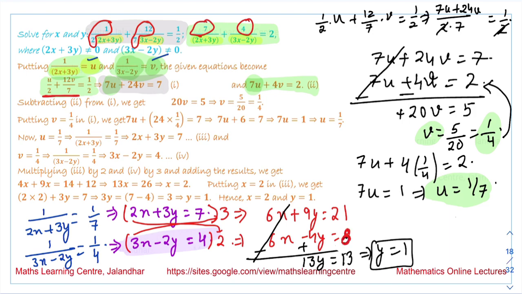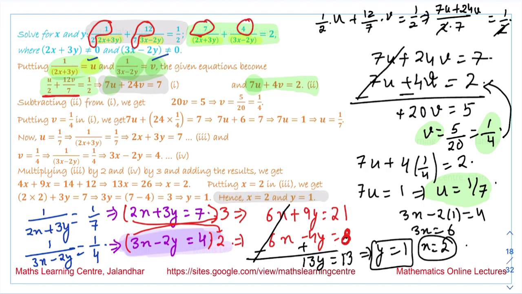Now if we substitute this value of y in the second equation, we have 3x minus 2 into 1 is equal to 4. So 3x is equal to 6. So the value of x we get is 2. So this is the final answer we are getting, that the value of x is 2 and y is 1.